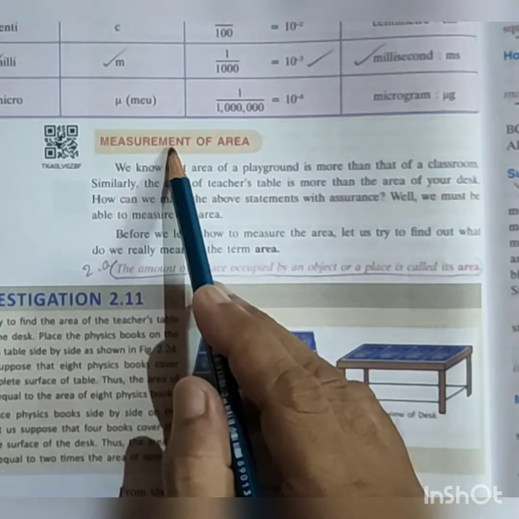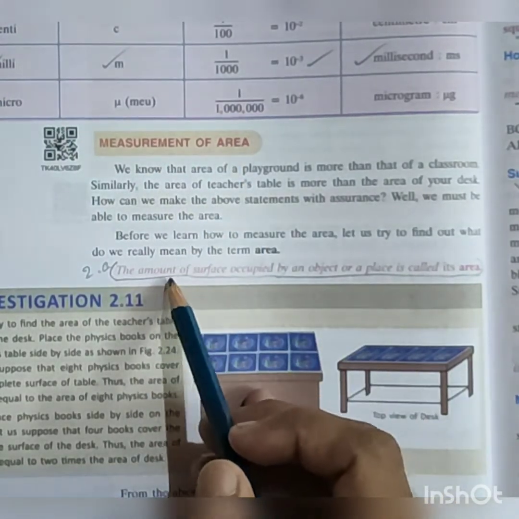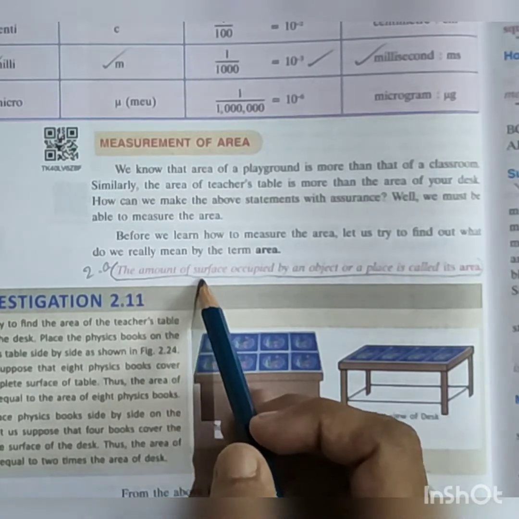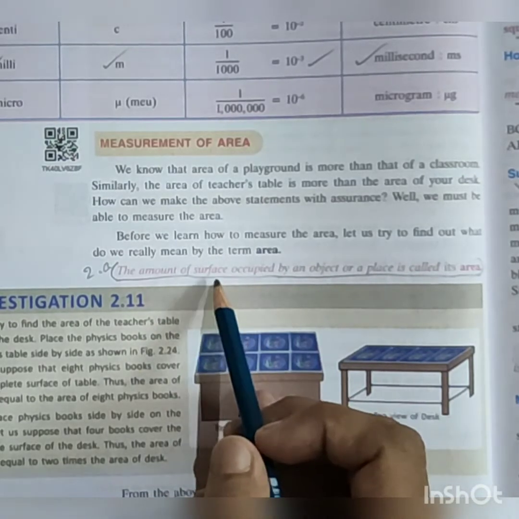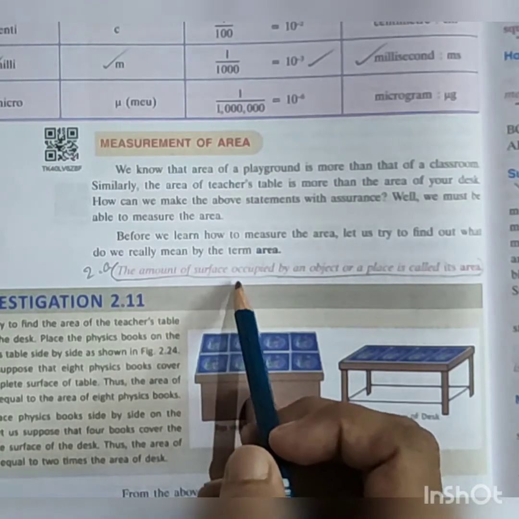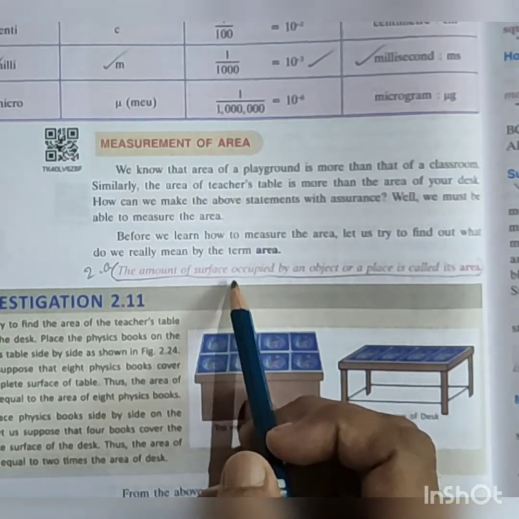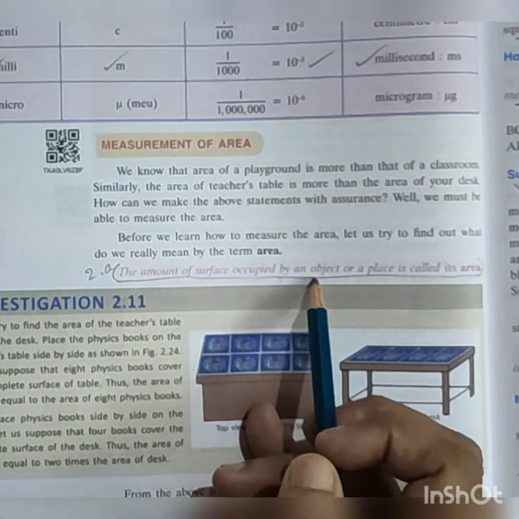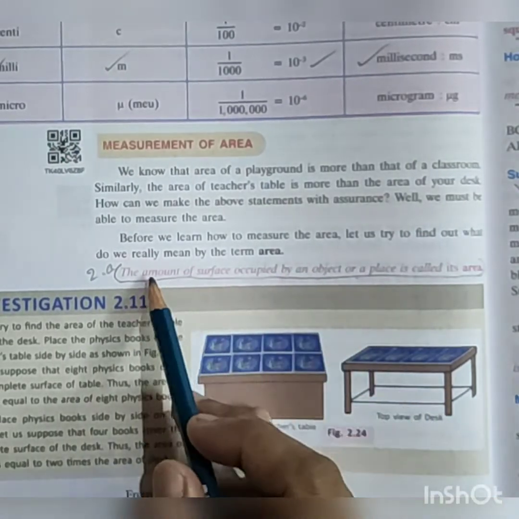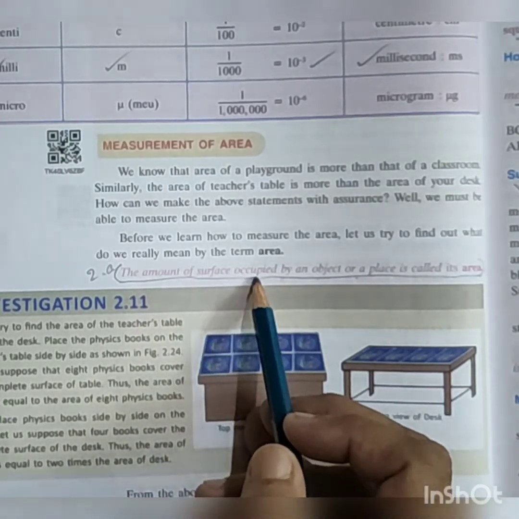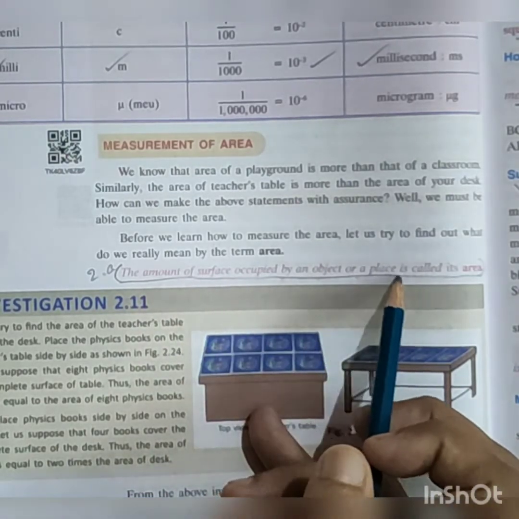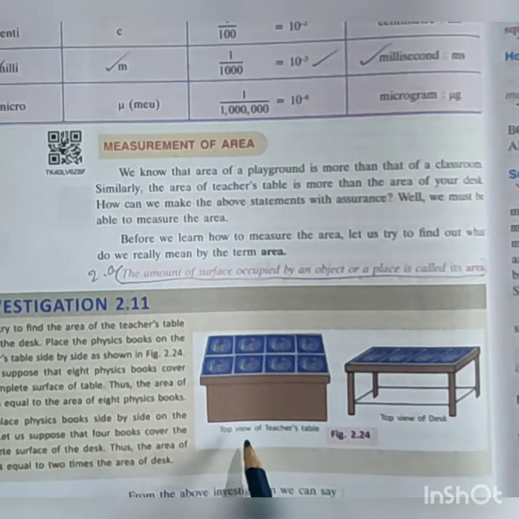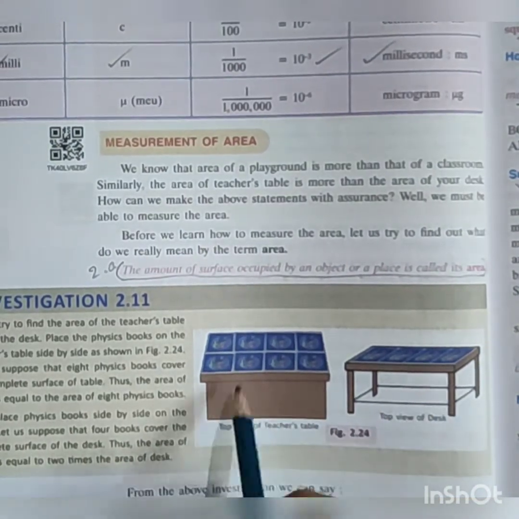Next we have measurement of area. When you talk about area, the concept of length and breadth comes from maths, which we started in the very beginning. So the amount of surface occupied by an object or a plane is called area. You see that this is the area it occupied.